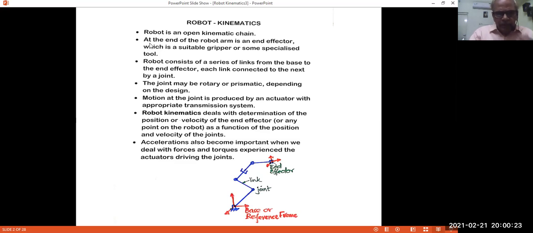Well, to start with a robot, we have a schematic representation here. A robot is an open kinematic chain. At the open end, you have an end effector or a gripper. And basically in a robot, we like to keep track of the position and orientation, velocity, etc. of the end effector with reference to a base frame, that is some kind of inertial frame which is fixed, so that we have an idea where this end point is.